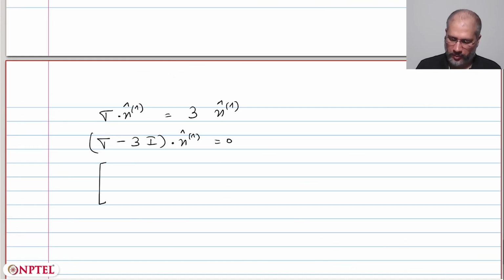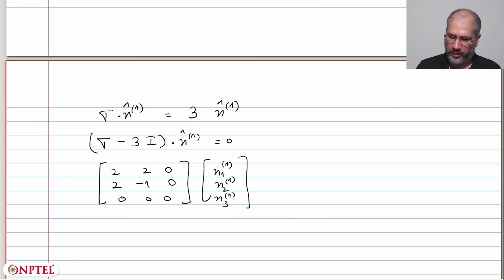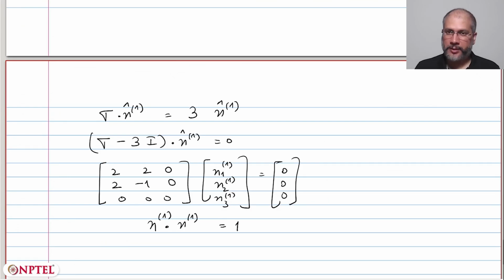This in the matrix form becomes 2, 2, 0, 2, minus 1, 0, and all three zeros in the last row, times n11, n12 and n13, and this is equal to 0. So that's one equation, and you will also require the other equation, which is that n1 is a unit vector. So this becomes n1 dotted with n1 is 1. So using this, we can get the n1 vector.